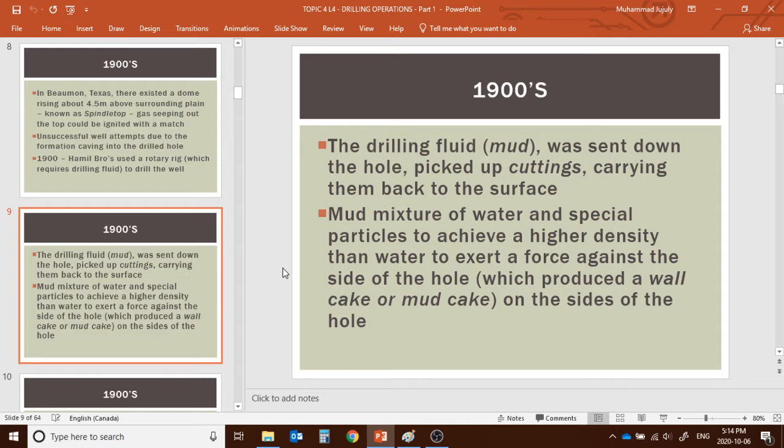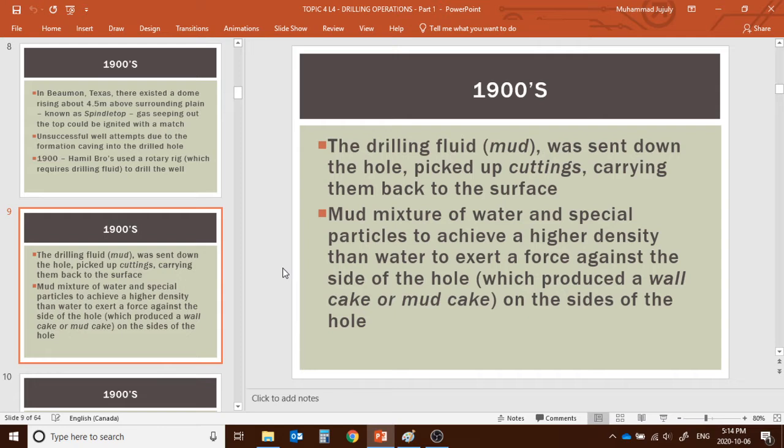Now, the drilling fluid, which is also known as mud. Don't confuse it with the regular mud we have out there. Mud is a special type of fluid, the drilling fluid we use. We'll talk about it later.